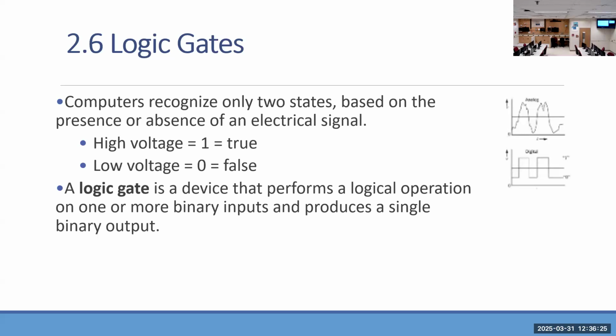And the logic gate is a device that performs a logical operation on one or more binary inputs and produces a single binary output. Remember, in the case of NOT, you have one input. In the case of AND or exclusive OR, you have more than one input. But remember, the output is only one output. Make sense? Okay.